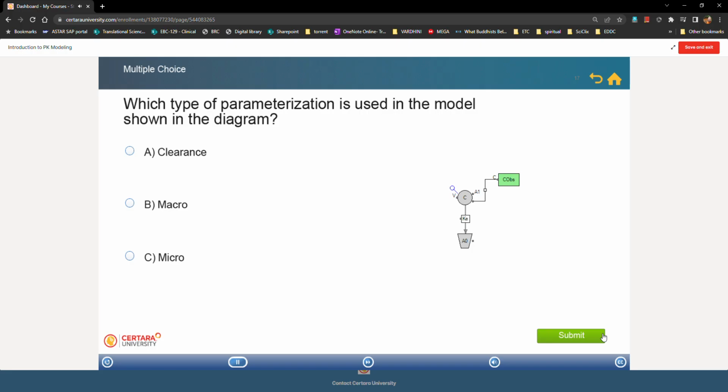Which type of parametrization is used in the model shown in the diagram?